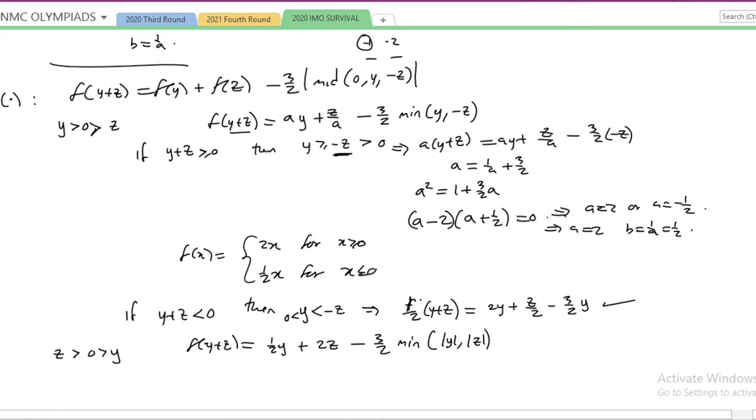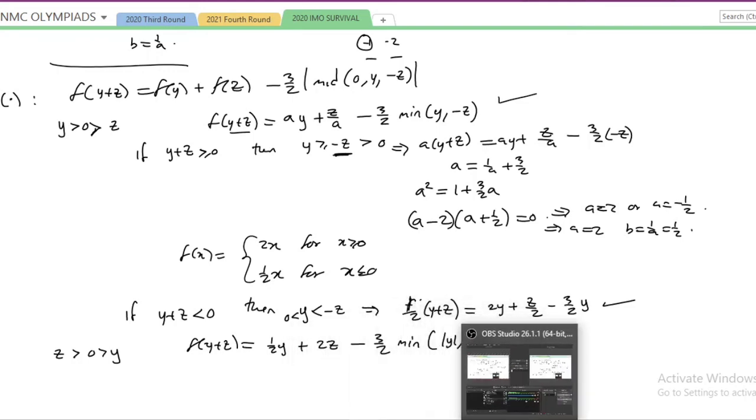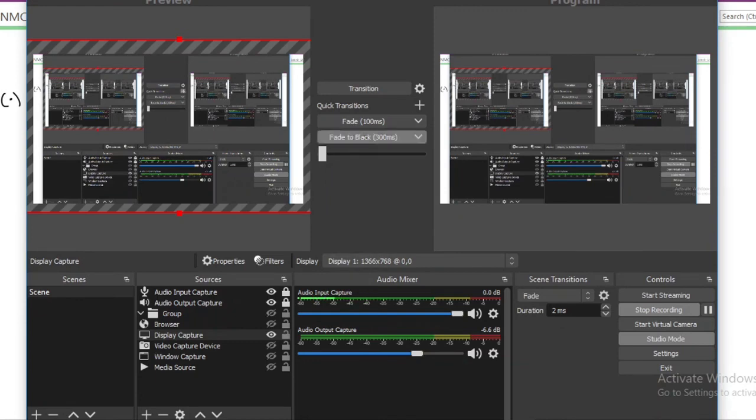As a matter of fact, this is essentially the same as what we had here, just swapping z and y basically, so this will also work. Alright, so that brings us to the end of this problem solving.